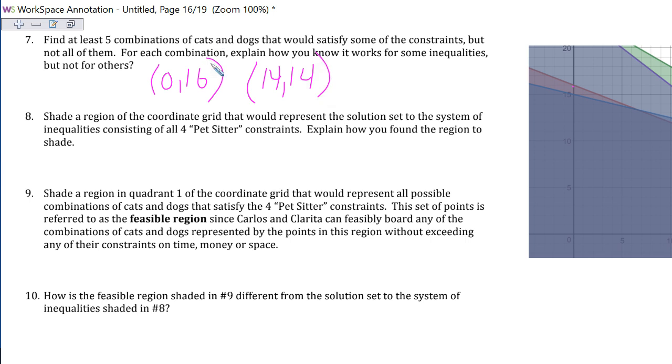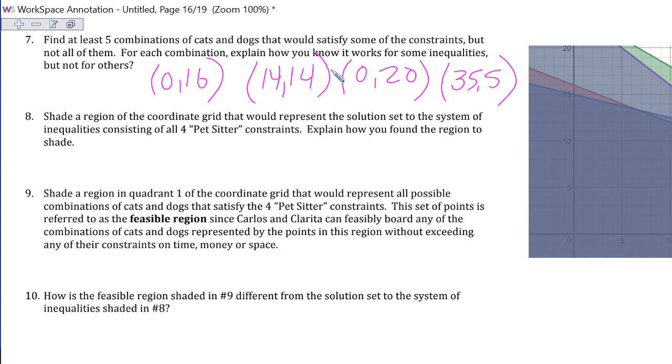14, that's fine. 14 works for some of them, but not for all of them. How about 0, comma 20? Works for some of them, but not for all of them. Let's go with 35, comma 5. Okay, and that's good enough.